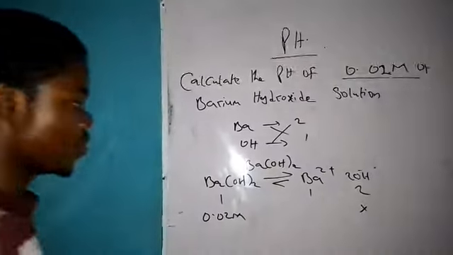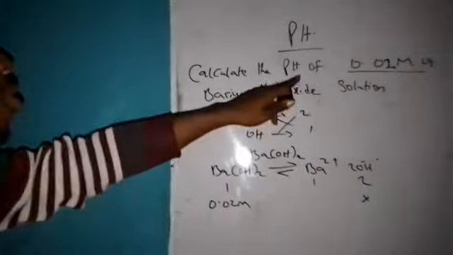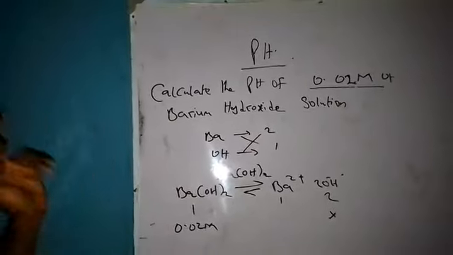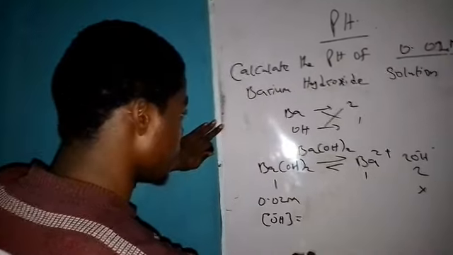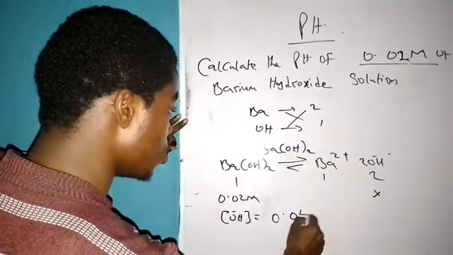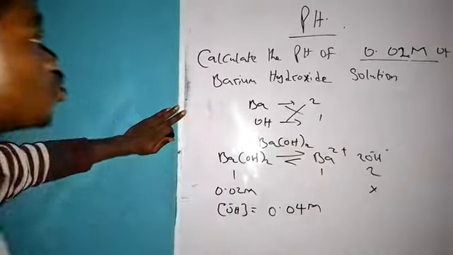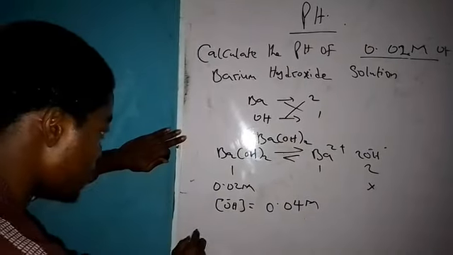That will be X. So if I cross multiply, it means 0.02 molar of barium hydroxide solution is going to ionize to produce 0.04 molar of hydroxide ion concentration. So the concentration of my hydroxide ion is 0.04 molar. So we can now look for the pOH.